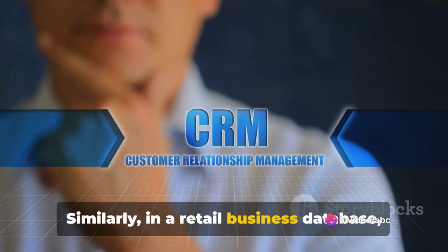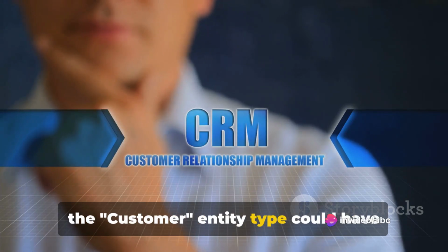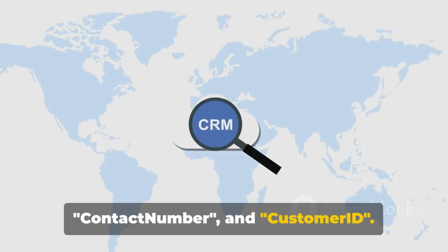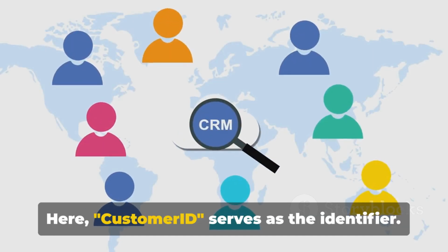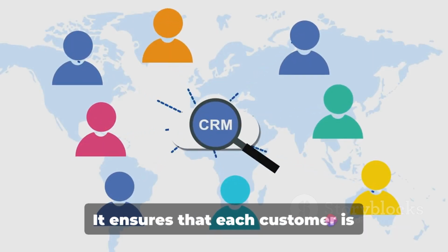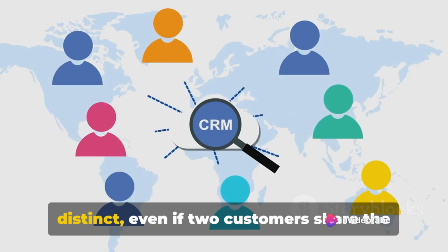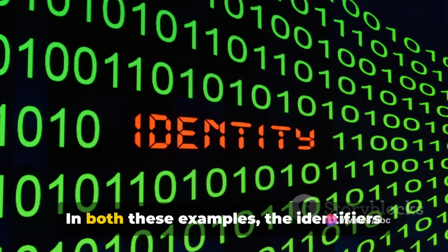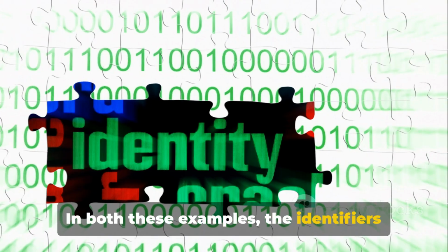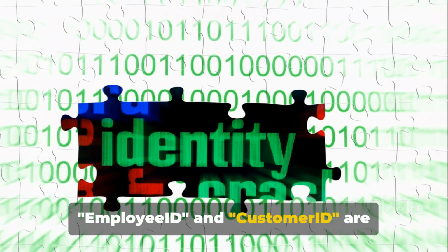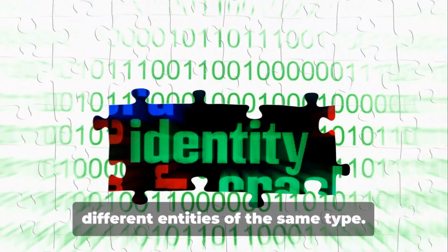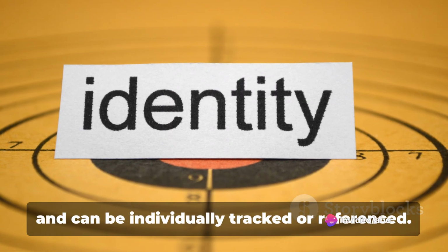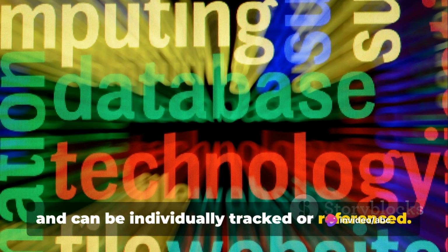Similarly, in a retail business database, the customer entity type could have attributes like customer name, contact number, and customer ID. Here, customer ID serves as the identifier. It ensures that each customer is distinct, even if two customers share the same name or contact number. In both these examples, the identifiers employee ID and customer ID are essential for distinguishing between different entities of the same type. They ensure that each entity is unique and can be individually tracked or referenced.